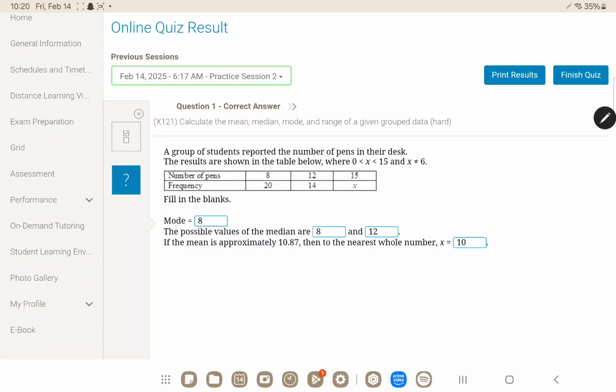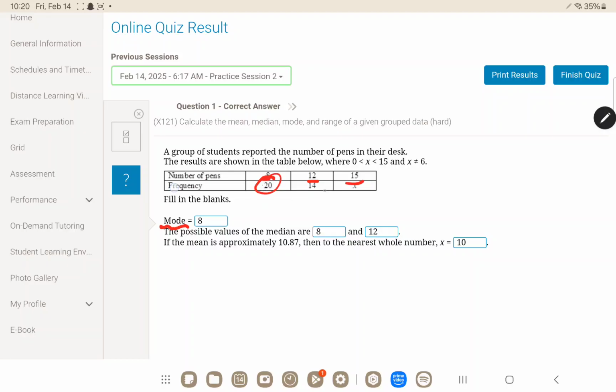Mode means the one that has the most, like which number of pens is more frequent. There are three options, 8, 12 or 15 pens. Which one is the more frequent one? Do most people have 8? Do most people have 12? Do most people have 15? That's what they're asking us.